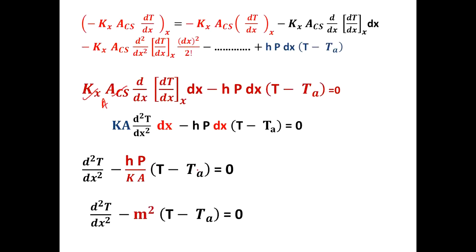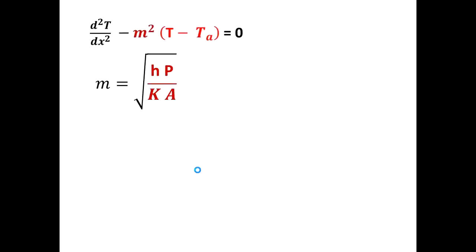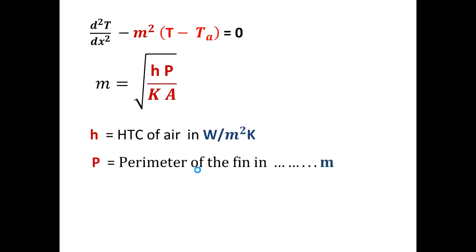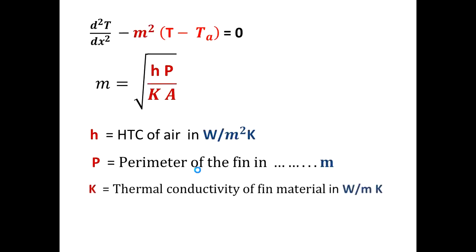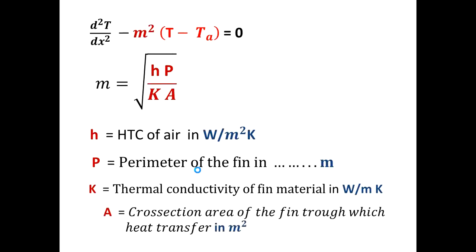I can write this one equation as m² θ = 0, that is d²T/dx² − m²(T − Ta) = 0, where m is equal to √(hP/kA). Note down this very important term, the m value, where h is the heat transfer coefficient of the fluid, P is the perimeter of the fin in meters, k is the thermal conductivity of the fin material, and A is the cross-section area of the fin through which heat transfers, in meter square.